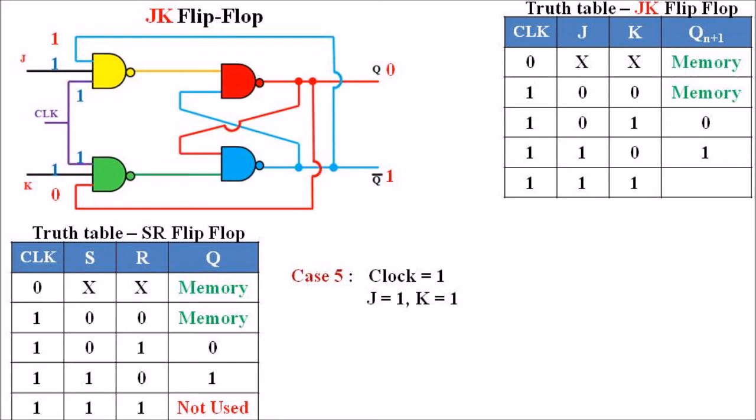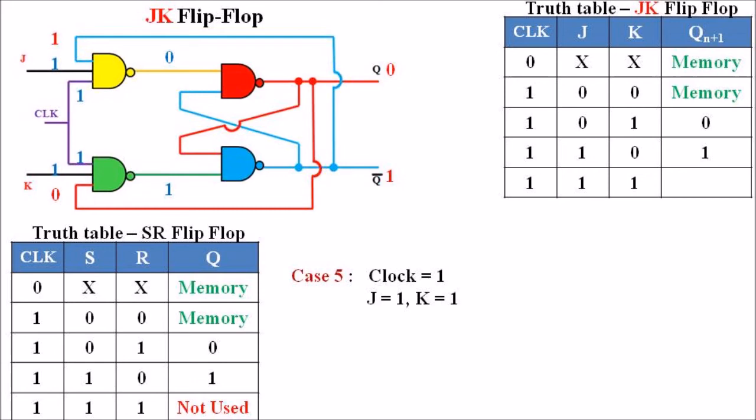Thus the first NAND gate's inputs now become 1 1 1 and the second NAND gate's inputs become 1 1 0. The outputs of the first and second NAND gates will be: 1 dot 1 dot 1 results in 1, and 1 complement results in an output of 0; and 1 dot 1 dot 0 results in 0, and 0 complement results in 1.